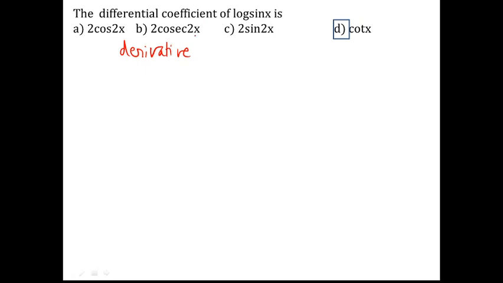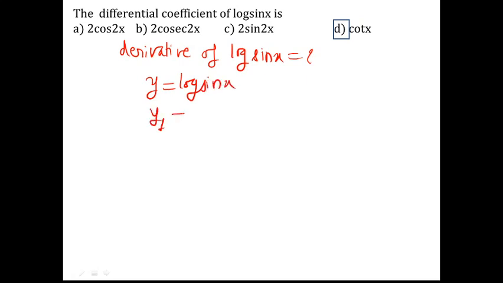So it is simply asked to find the derivative of log of sin x. This we wish to find. Let's denote y as log of sin x. I have to find y1, that is the first derivative. What is the derivative of log of sin x? It will be 1 upon sin x, and the derivative of sin x is cos x. So what does it give me? It gives me cot x. Like this it can be answered.